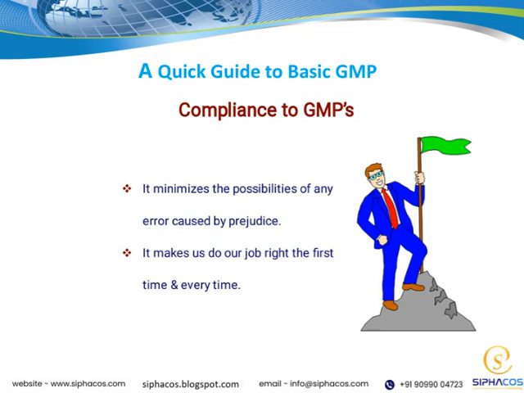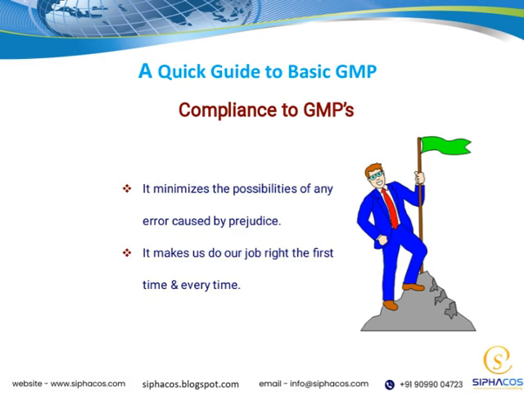Let's take a quick look at a basic guide to good manufacturing practices, or GMP. This slide highlights some key points that are essential for maintaining quality and safety in manufacturing. First, GMP is all about ensuring that products are consistently produced and controlled according to quality standards. It's the foundation that helps prevent contamination, mix-ups, and errors. Next, following GMP means paying close attention to cleanliness and hygiene in the manufacturing environment. This includes proper sanitation of equipment and facilities, which is crucial for safeguarding product integrity.